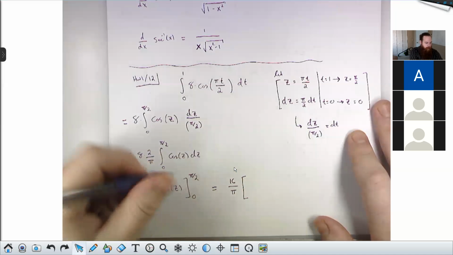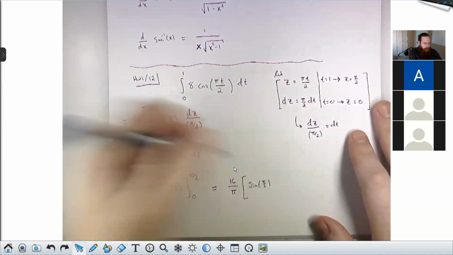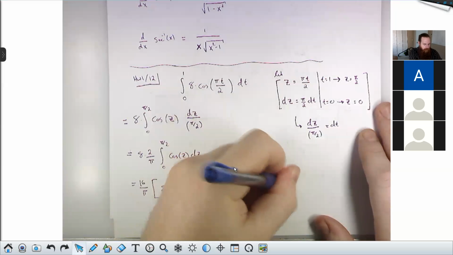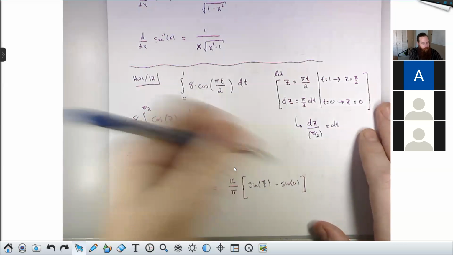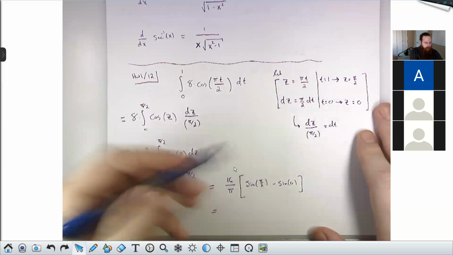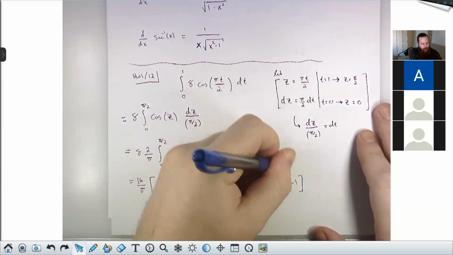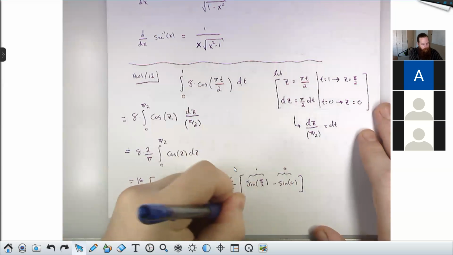And I get the sine of pi over 2 minus the sine of 0. Both of those are numbers that we know. The sine of pi over 2 is 1, and the sine of 0 is 0. So this is just 16 over pi.